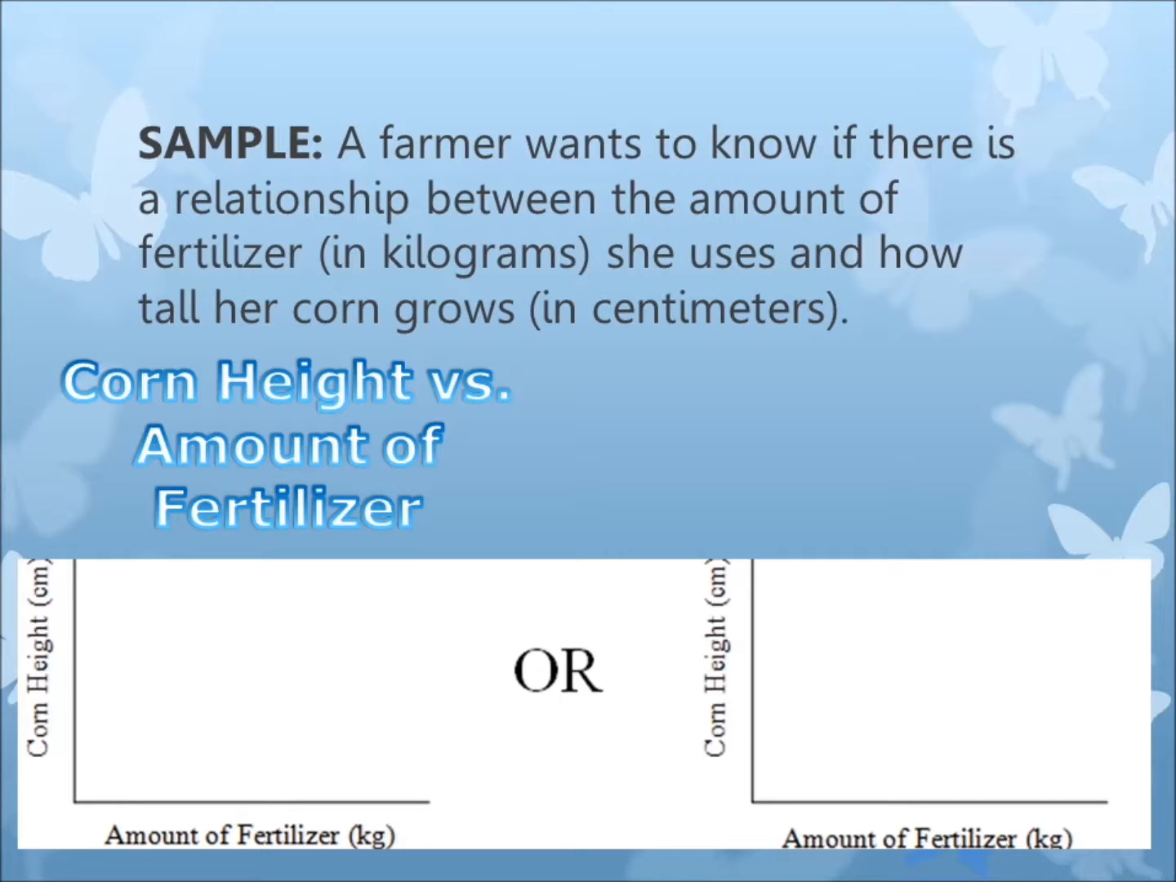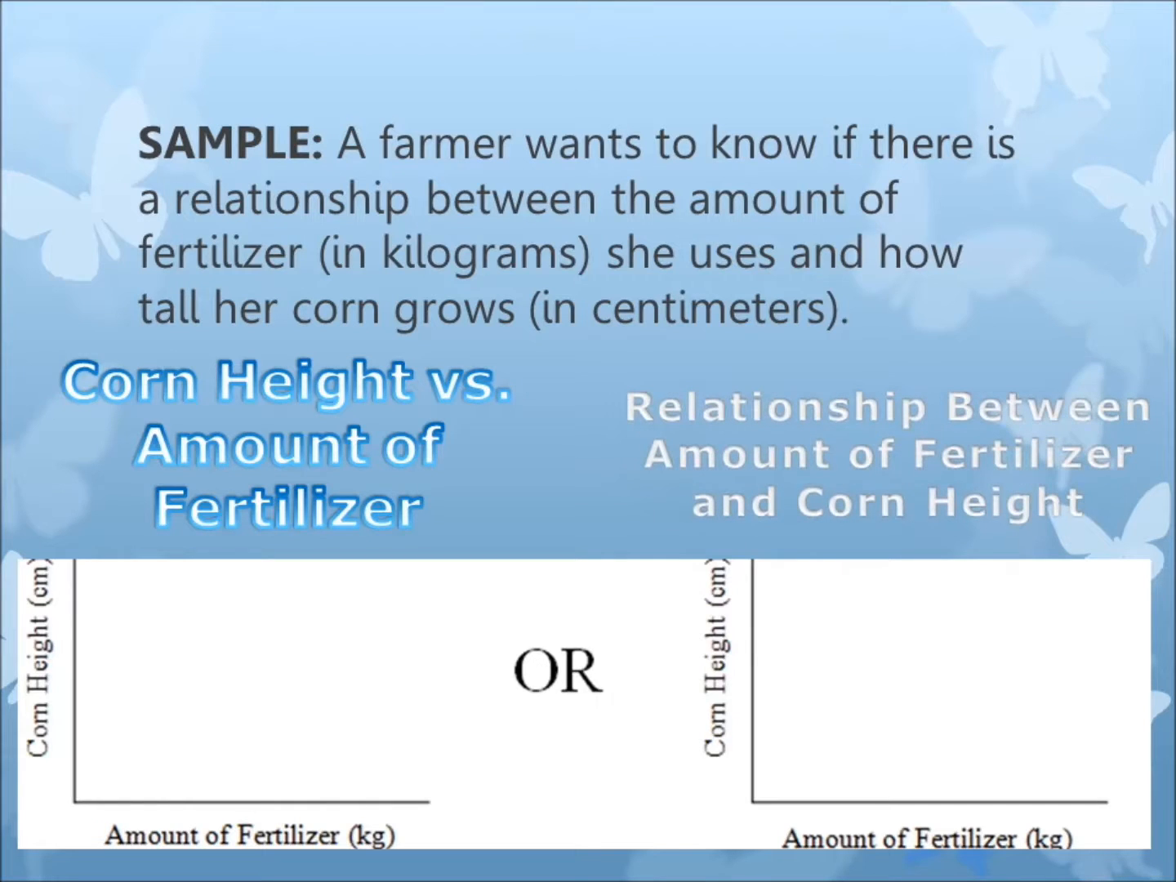A more descriptive way would be to say the relationship between the amount of fertilizer and corn height. Either way is acceptable, but both ways tell me what you're changing in your experiment and what you're going to be measuring. Okay?